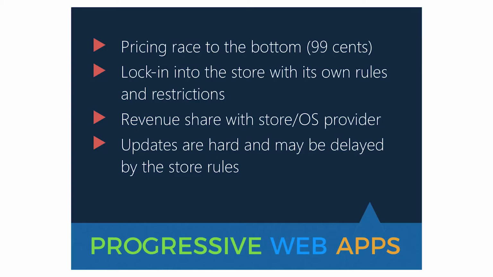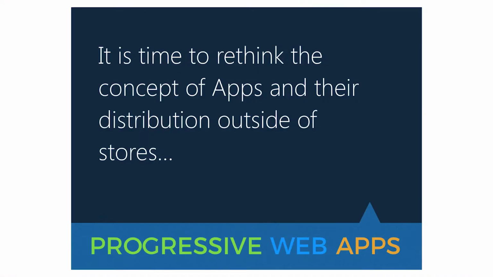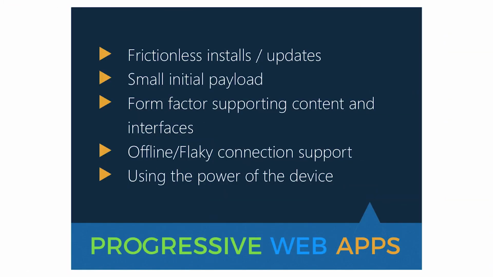Updates are hard and maybe delayed by store rules. Sometimes you have to wait 2 to 3 weeks for your app to get updated, and that's not fun for the end user. So it's time to rethink the concept of apps and their distribution outside of stores, and this is what progressive web apps are actually about. It's frictionless installs and updates. That's what we want to have.